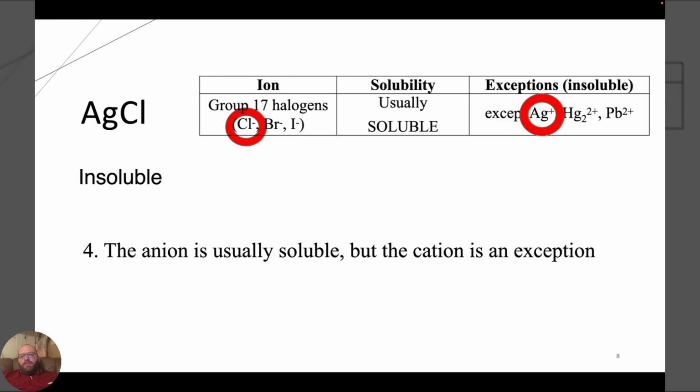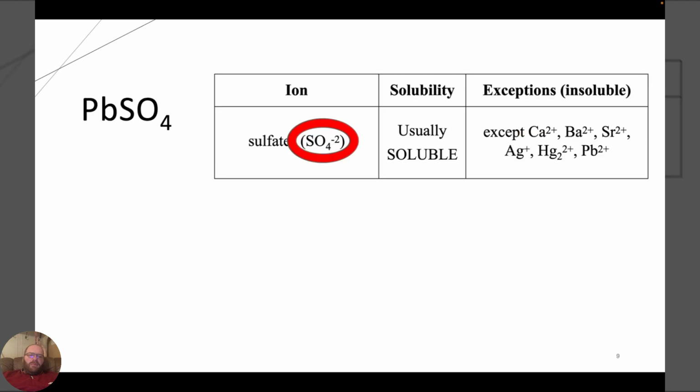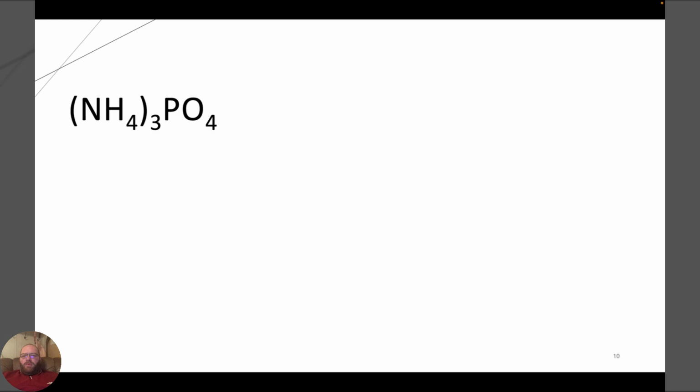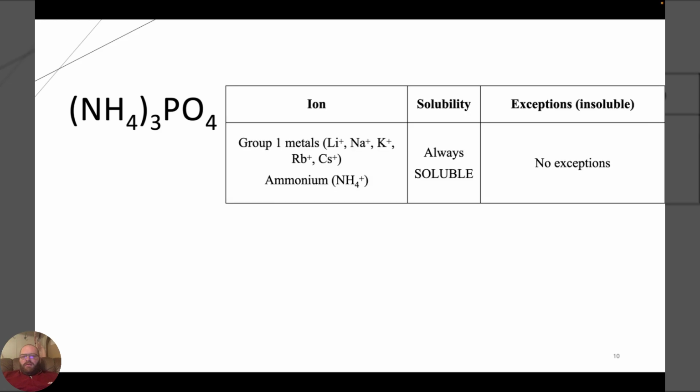Now we have lead and sulfate. Lead is not on that first column anywhere, but SO4 has its own row. Sulfates, SO4, are usually soluble unless they meet one of those exceptions, and this one does. So that's going to deem it insoluble, and this one happens to be the same rule as the last one: anion is usually soluble, but the cation is an exception. So, rule 4. Now we have ammonium, NH4, and phosphate. Ammonium is in that first row. It's always soluble with no exceptions. So we have soluble, rule 1, no exceptions.